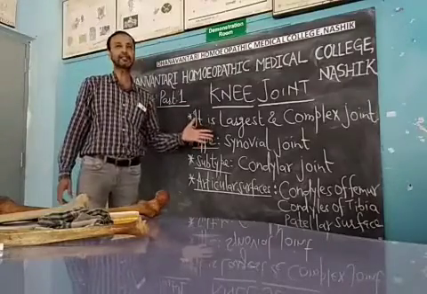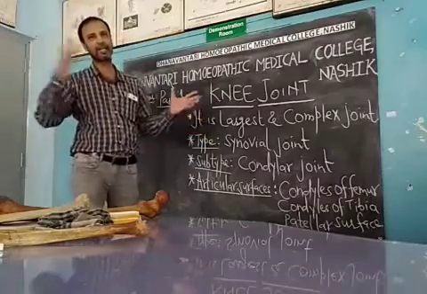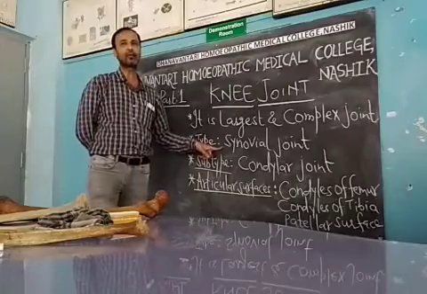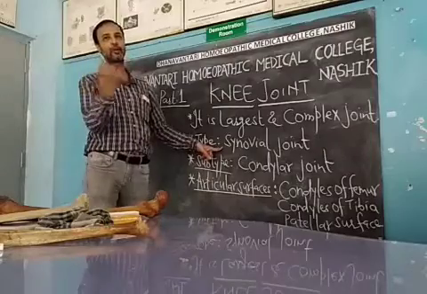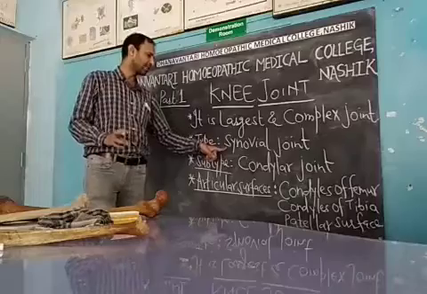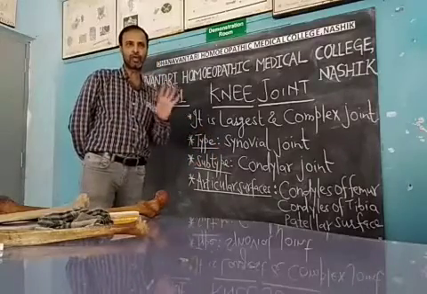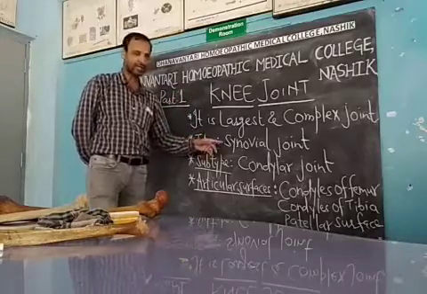Next we'll see the type. It is a synovial joint. Like in general anatomy where we have seen the classification of joints, according to that, the knee joint is a synovial joint because it is lined by synovial membrane and contains synovial fluid. And of course it is freely mobile, having movements like flexion, extension, medial and lateral rotation, etc.